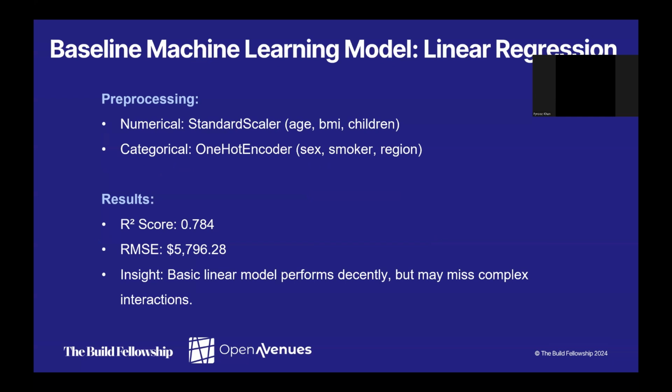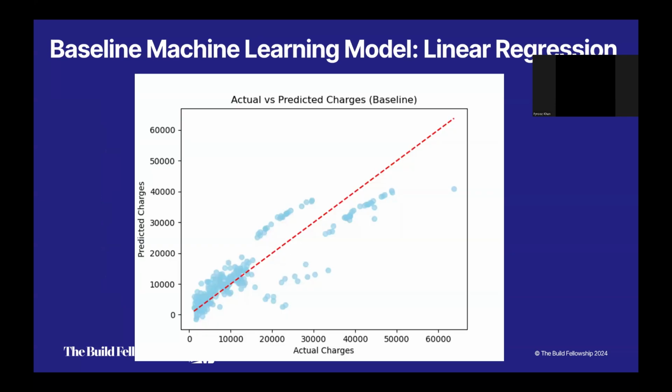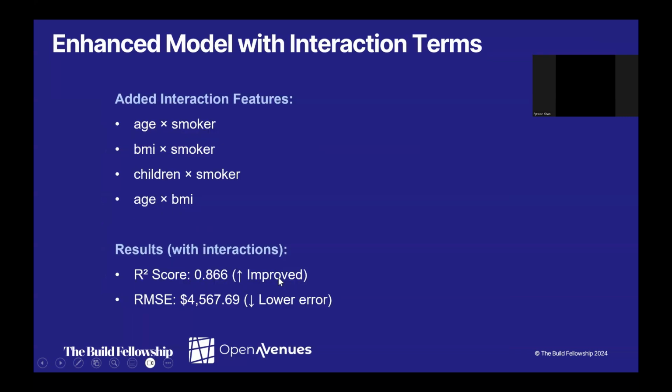We now move to machine learning. I started with linear regression, a simple model establishing a linear link between features and charges. The baseline model gave an R-square of 0.784 and root mean square error of around 5796. So here's the plot of the baseline model, actual versus predicted charges, and we see that they are towards a linear trend, but more scattered.